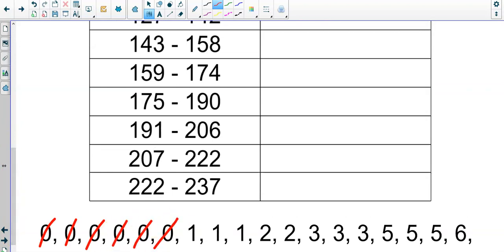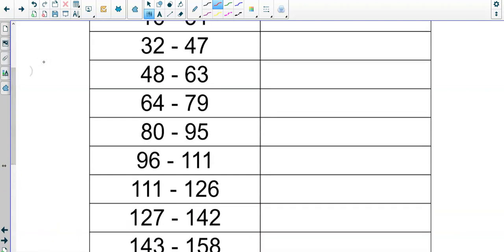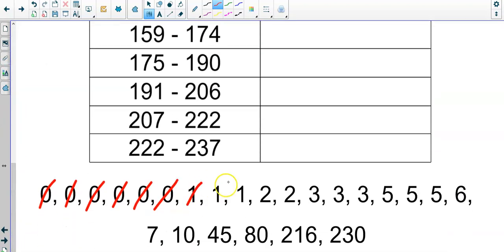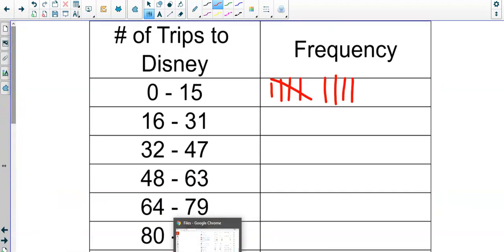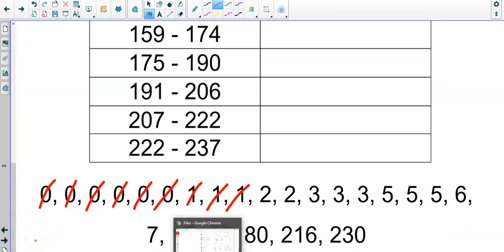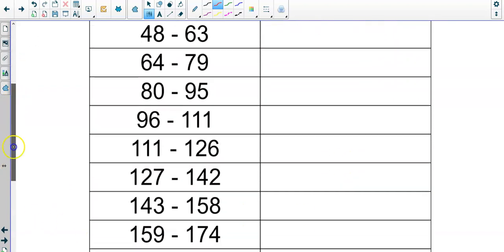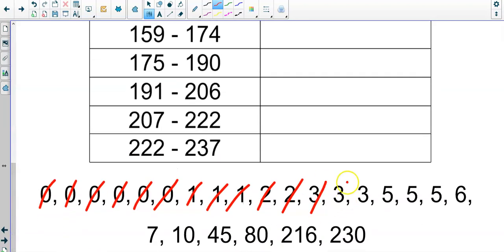1, does it happen between 0 and 15? Absolutely. So I believe there were 3 1s. And I can come down and cross those off. 1, 2, 3. The 2s are definitely between 0 and 15, and there are 2 of those. So 1, 2. There are 3 3s, and that's definitely between 0 and 15. 1, 2, 3. There are 2 5s. Nope, 3 5s. So I'll make another set of 3 tallies up above.